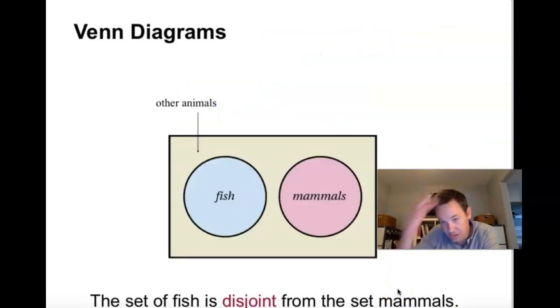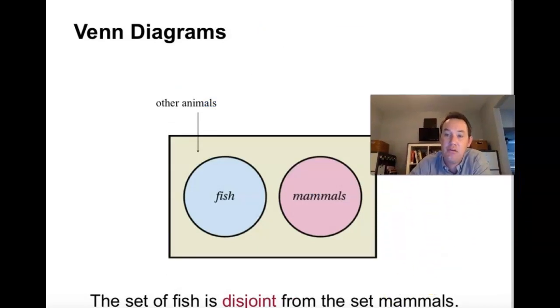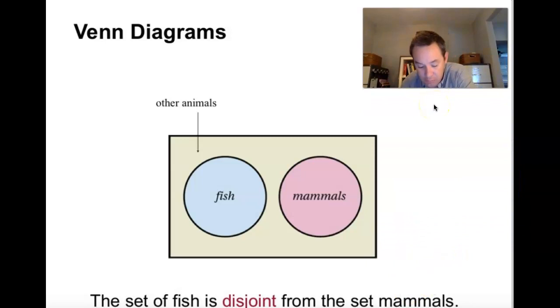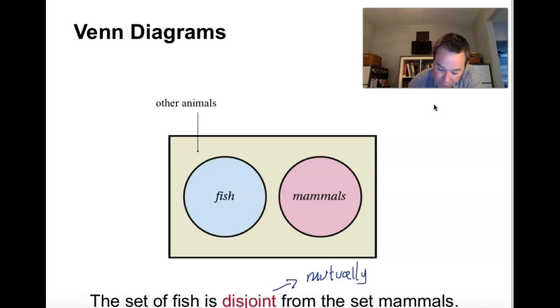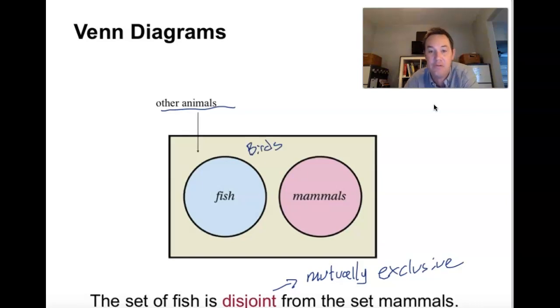So here's another relationship you can have between sets. So here we have mammals and fish. There are no mammals that are fish. So we say fish are disjoint from the set of mammals. A synonym of disjoint is mutually exclusive. And it just means there's no overlap. There's no fish that are also mammals or mammals that are also fish. And then you can see that the universe outside of those consists of other animals. So like in here might be birds. They're neither mammals nor fish. And other things.